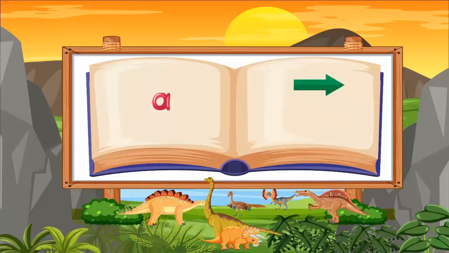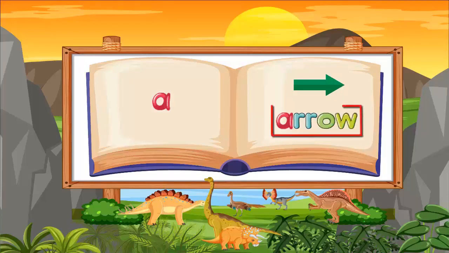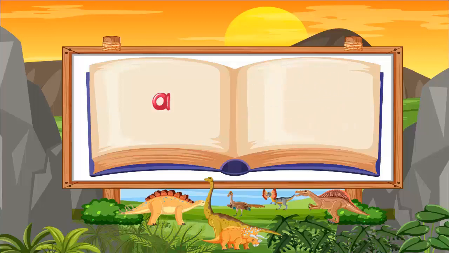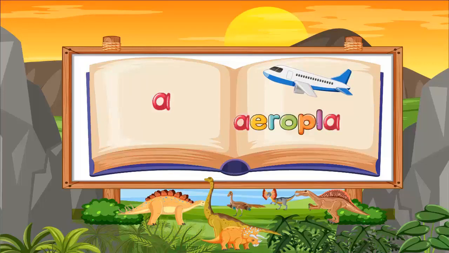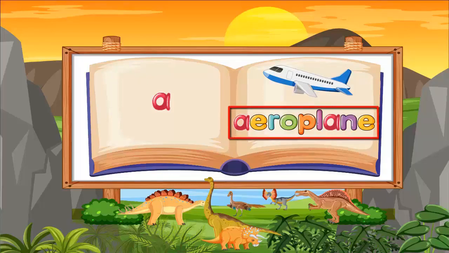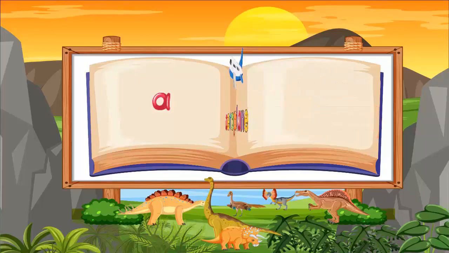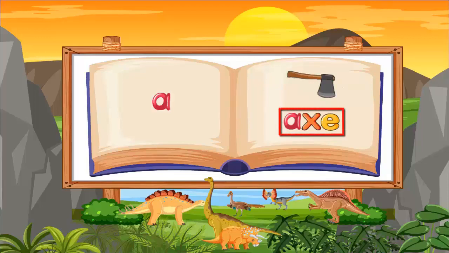A for arrow, A, R, R, O, W, arrow. A for aeroplane, A, E, R, O, P, L, A, N, E, aeroplane. A for axe, A, X, E, axe.